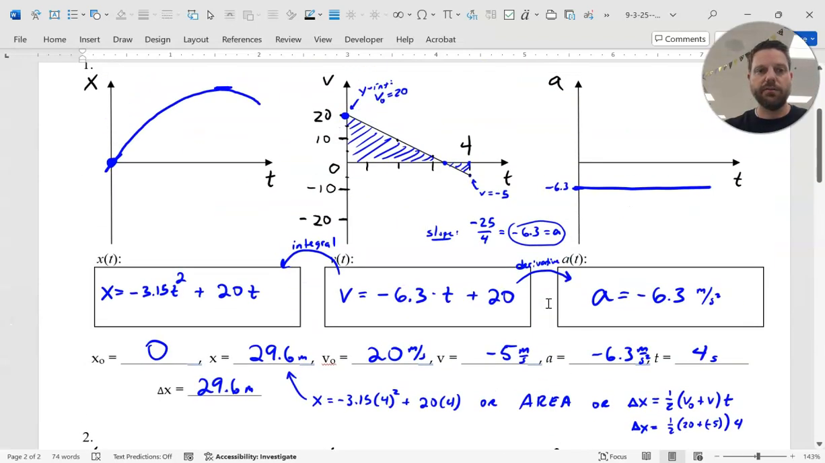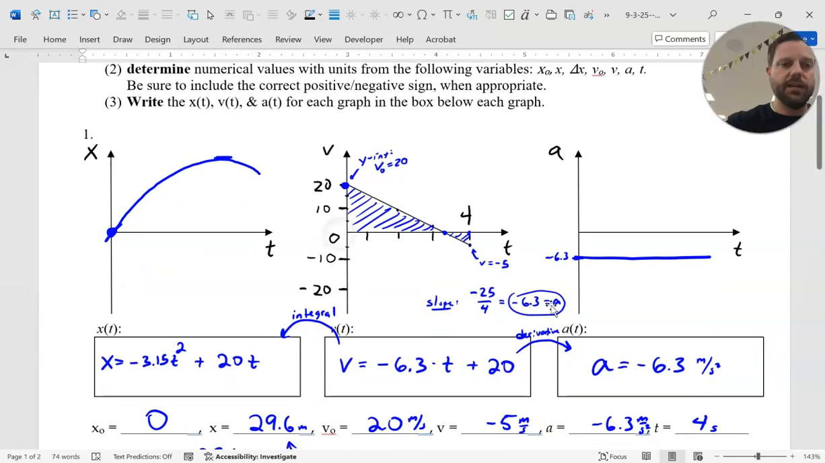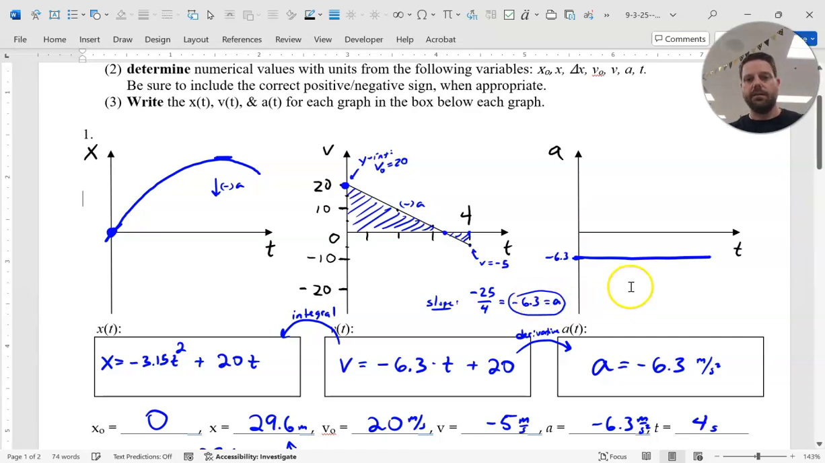If we go back to this original graph here, you can see this is also the case where we have a concave down, indicating a negative acceleration, a negative slope, indicating a negative acceleration, and you can see here that our constant here is also negative.